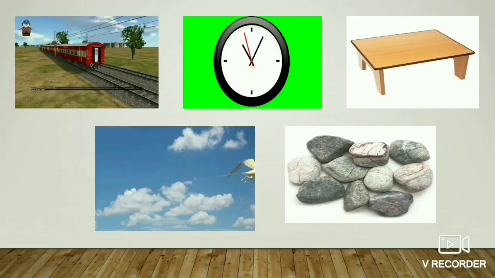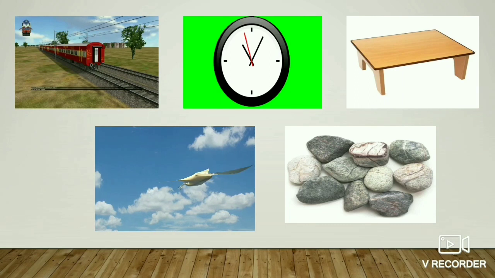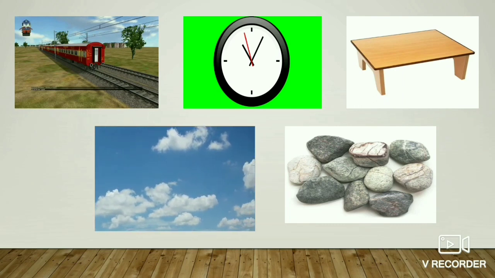Now consider some objects such as moving train, clock, table, flying bird and stone. Which of these are moving? Which are at rest? How did you decide whether an object is in motion or at rest? You might have noticed that the bird is not at the same place after some time, while the stone is at same place. On this basis, you have decided whether an object is at rest or in motion. Motion seems to be some kind of a change in the position of an object with time, isn't it?